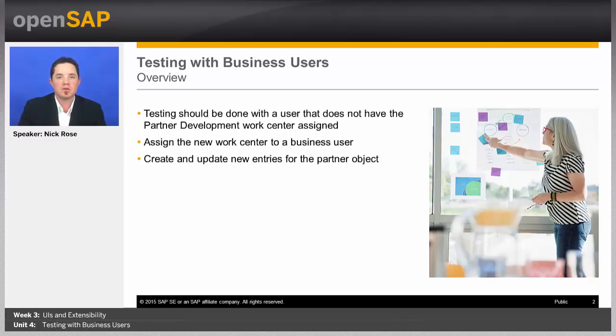We're going to take a business user in our system. We're going to assign the work center for our new bonus plan. And then we're going to test and make sure that everything is working okay.